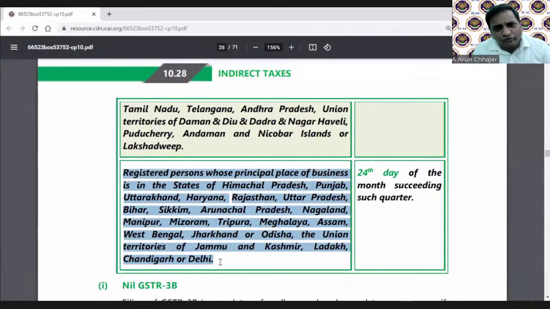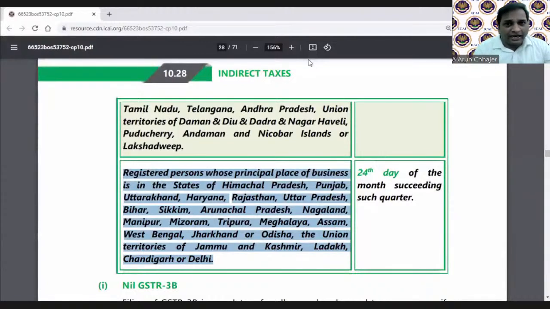Who is eligible for QRMP? The taxpayer having aggregate turnover not exceeding 5 crore. So to know if I can go to QRMP, I have to check my previous period aggregate turnover. If it is up to 5 crore, I can opt for QRMP. If it is more than 5 crore, I do not have any option.